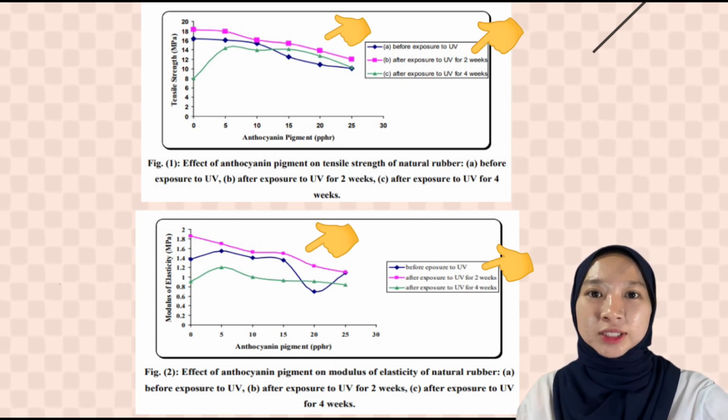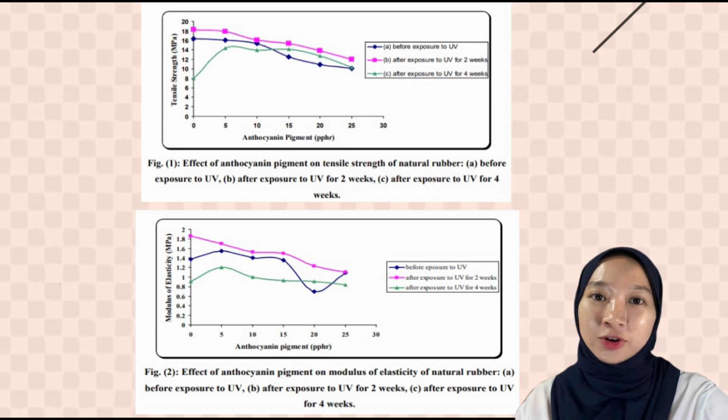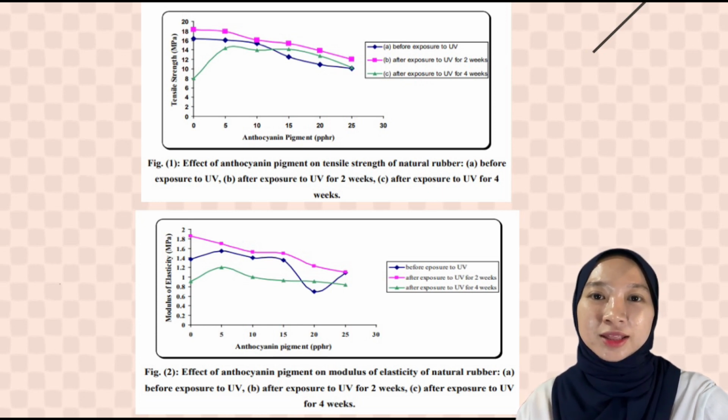When samples were subjected to UV for 2 weeks, a slight improvement in tensile strength and modulus of elasticity happened compared to the corresponding value in the absence of exposure to UV radiation. This is due to UV creating free radicals in the rubber chain, which break some bonds near the surface, and these radicals form a new percent of cross links between rubber chains, causing improvement in tensile strength and modulus of elasticity.